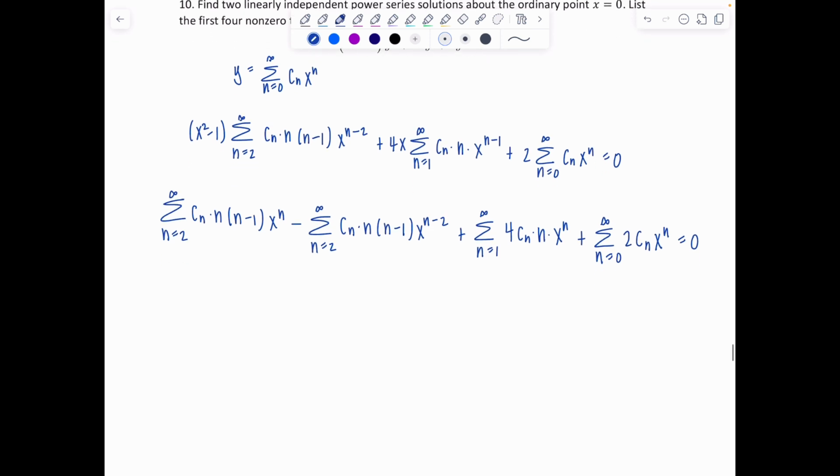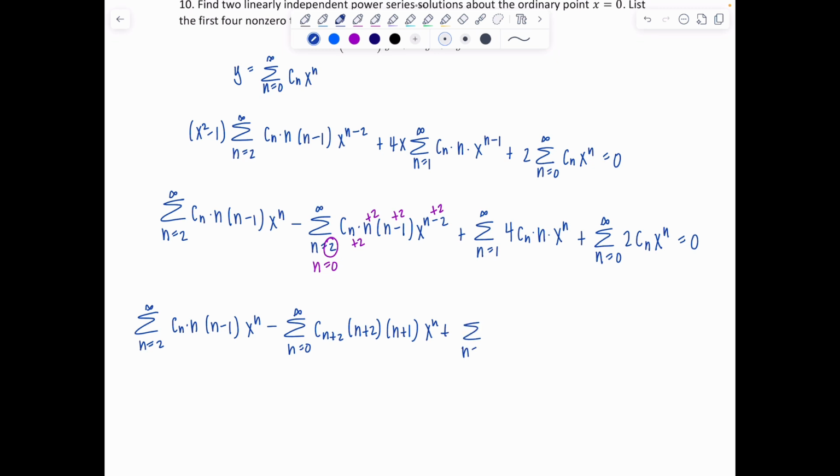All right, so let's see. Everybody is x to the n except here. So let's shift that one. I'm going to add 2 everywhere I see n, and then this will now start at n equals 0 instead. And then we're good. So we have the sum n equals 2 to infinity c sub n times n times (n minus 1) x to the n, minus the sum n equals 0 to infinity c sub n plus 2 times (n plus 2) times (n plus 1) x to the n, plus, and then the rest don't change.